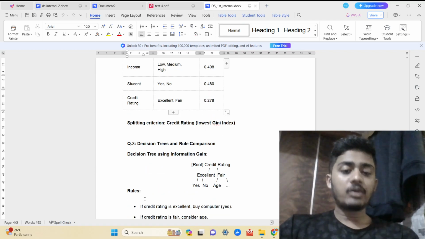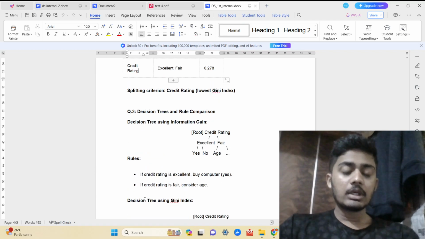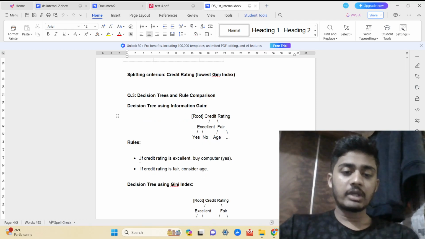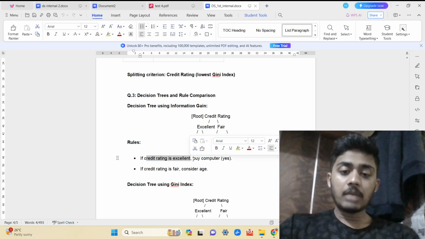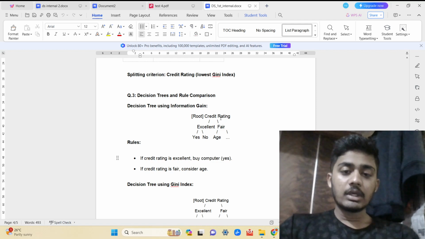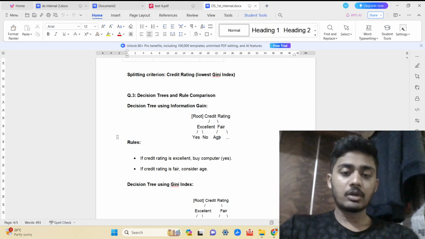Now, decision trees and rule comparisons. The decision tree using information gain will look like this: credit rating will be the root, and then excellent and fair. For excellent, there will be yes, and for fair, age and its subparts. Now the rules: if credit rating is excellent, then buys computer, that is yes. And if credit rating is fair, then consider age, and you have to calculate the age factor too.